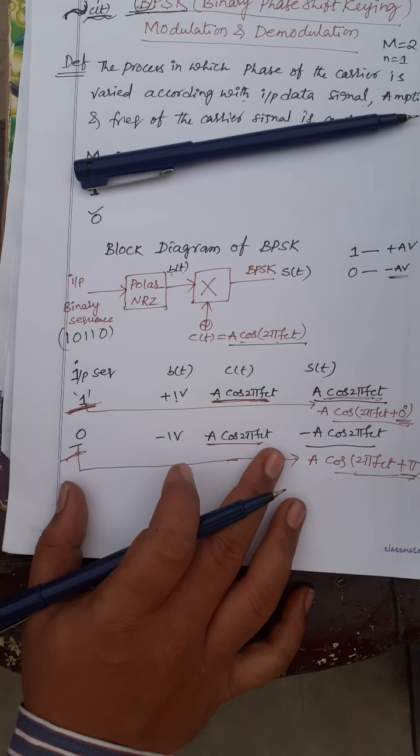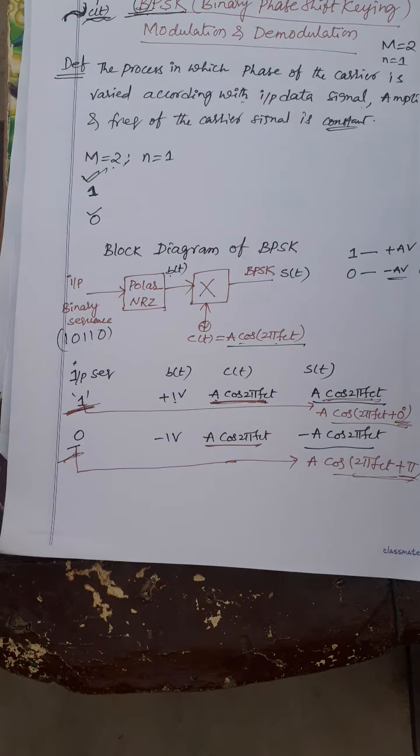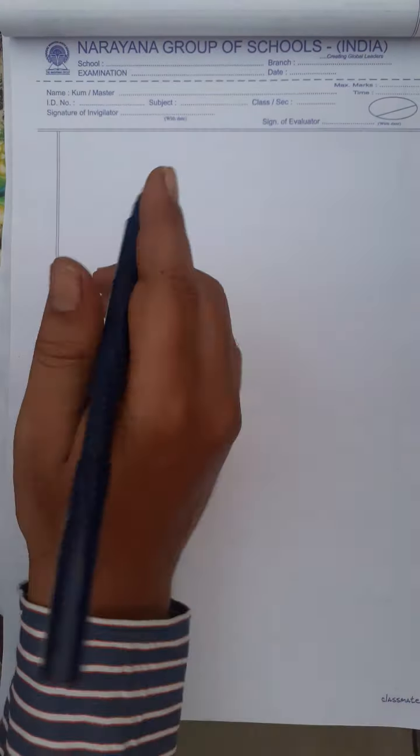Now I am going to draw the waveform for this one. Right, 10110. So the input data sequence is the input binary sequence 10110. Now this is passing to polar NRZ.